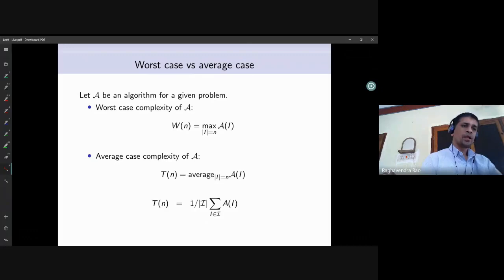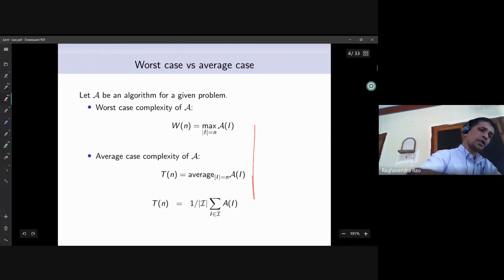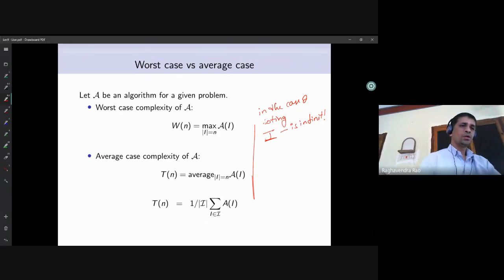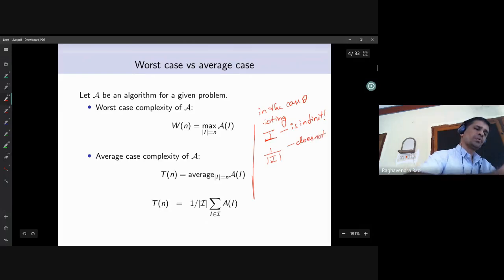Okay. But in the case of arrays, in the case of comparison based sorting, this set I, script I, is infinite. Right? So 1 by the size of I does not make sense. It's 0, right?